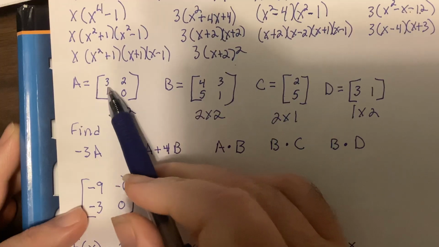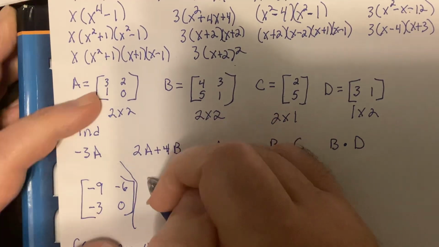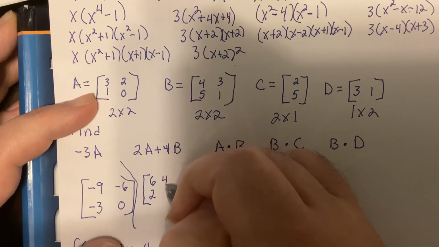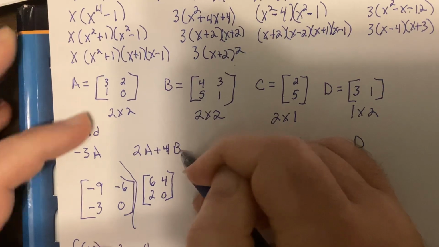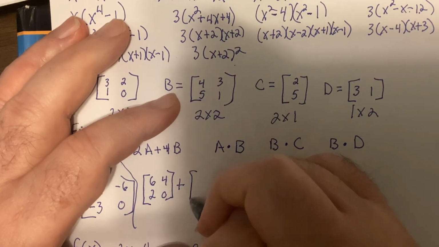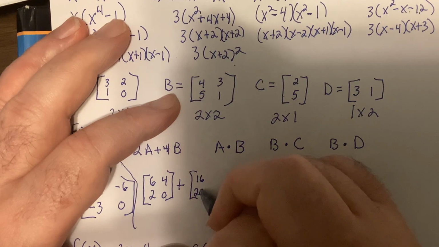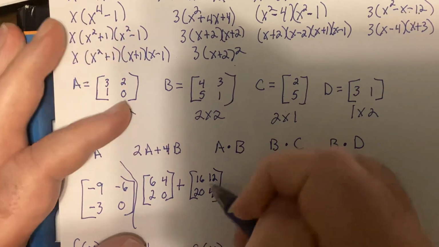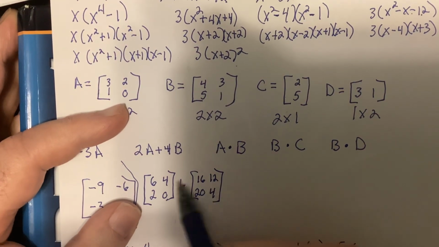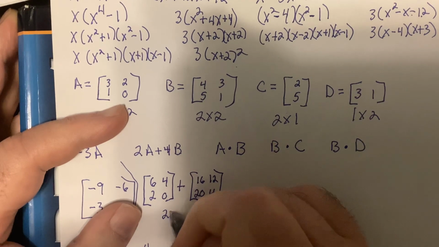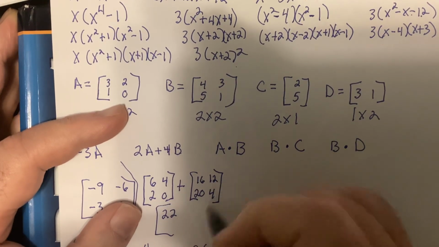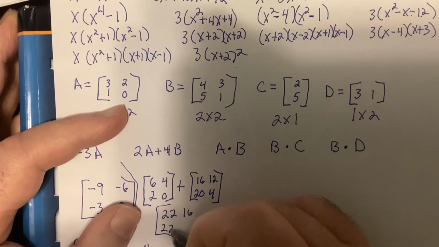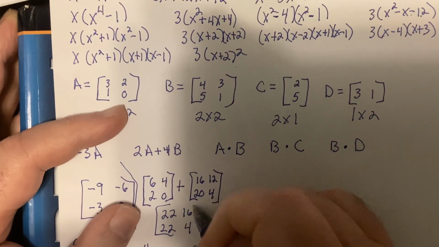This one, 2A. We multiply this by 2, so it'd be 6, 2, 4, 0. And multiply B by 4. So it's 16, 20, 12, 4. Then add the corresponding terms, the ones that are in the same location. So it'd be 22. 4 and 12 is 16. 2 and 20 is 22 again. 0 and 4 is 4.